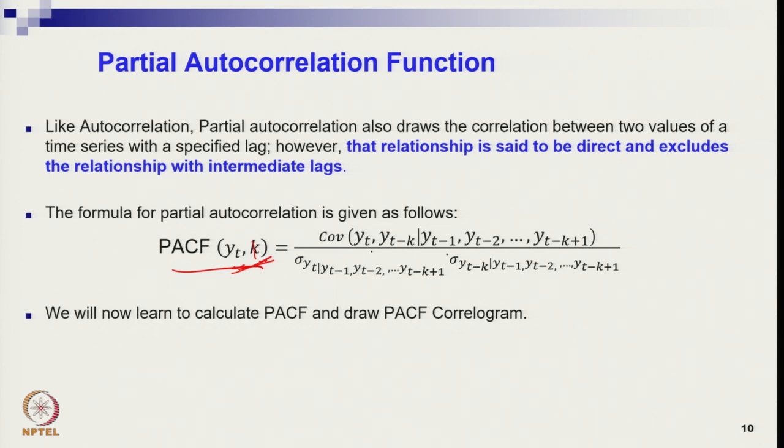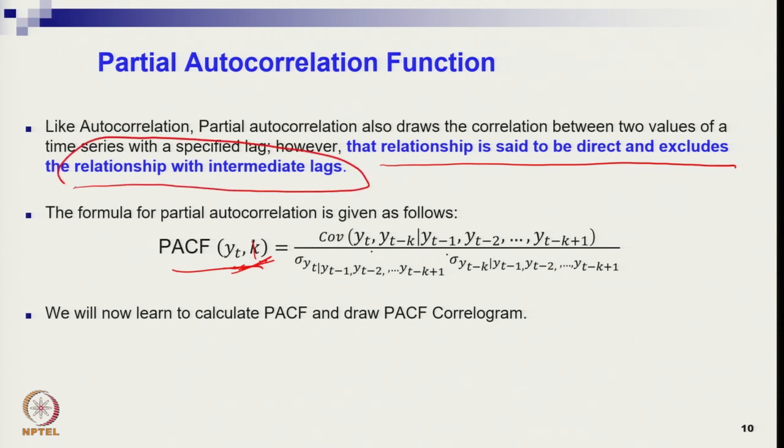If you take 2 lakh, then yt and yt minus 2. So this relationship is said to be direct, and you exclude the relationship with the intermediate lag. The intermediate lag has to be removed. Suppose, for example, you want to calculate the impact of today and yesterday, that is fine, but today and the day before yesterday, it may not be like this, it may be a very small amount. The reason is that it is a partial impact. You cannot take the full impact. The intermediate lag's impact has to be removed, right? So that we are going to do through PACF.